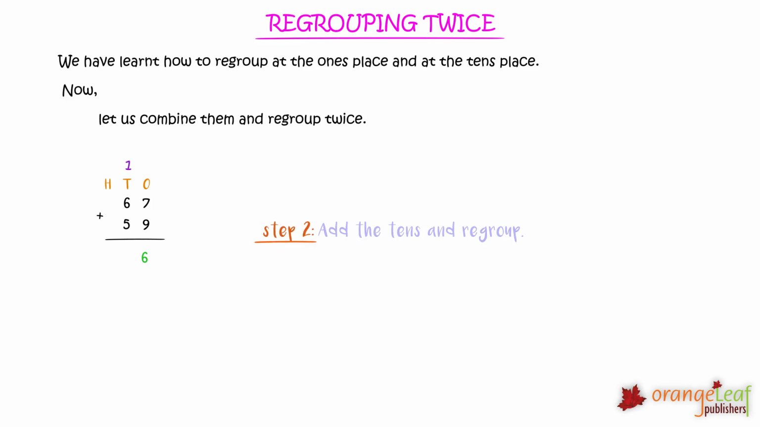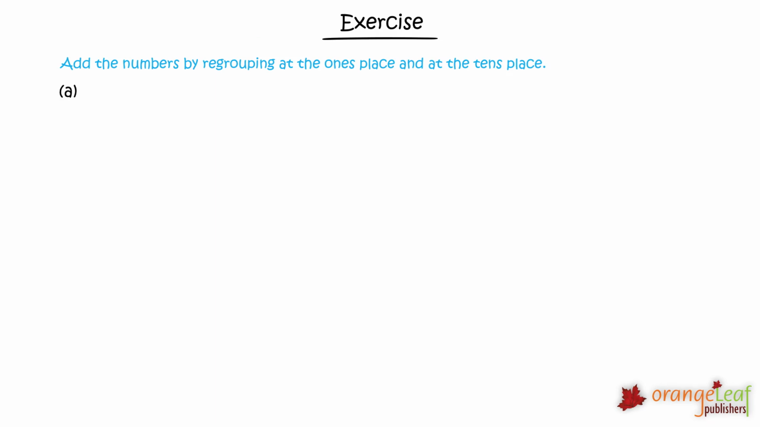Step 2. Add the tens and regroup. 1 plus 6 plus 5 is equal to 12 tens, where 1 is in the hundreds place, 2 is in the tens place, and 6 is in the ones place. Answer: 67 plus 59 is equal to 126. Exercise: add the numbers by regrouping at the ones place and at the tens place. A. 95 plus 66.